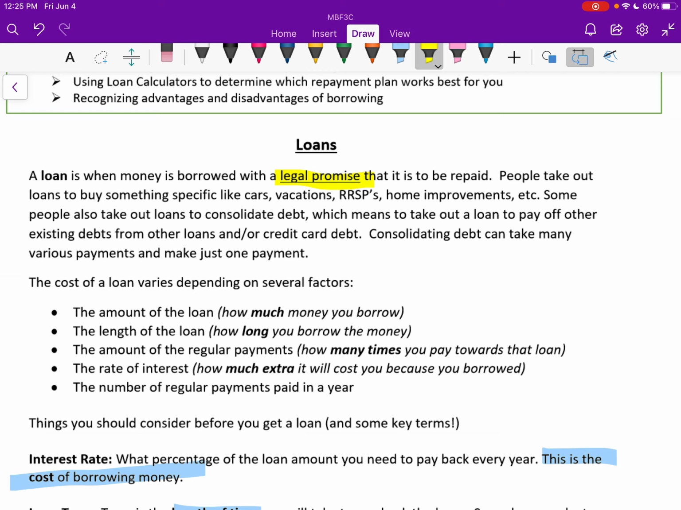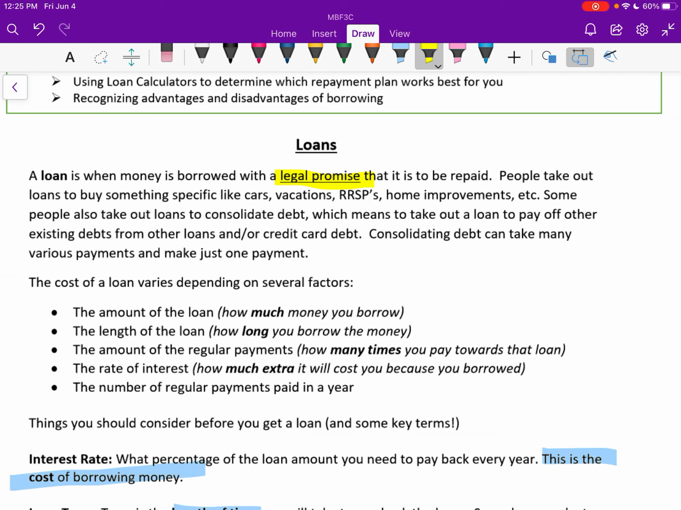Some people might even take out loans to consolidate debt, which means that they take out a loan to pay off other existing debts from other loans or credit cards, and it kind of just puts everything into the same place. So consolidating debt can make various payments into one payment. It can also maybe lower the interest rate.